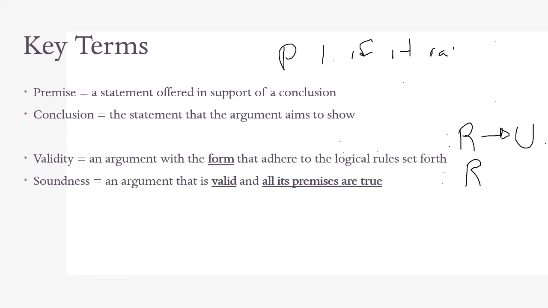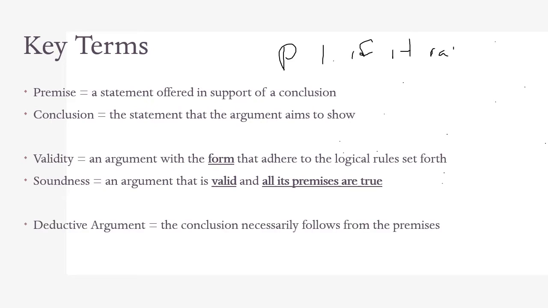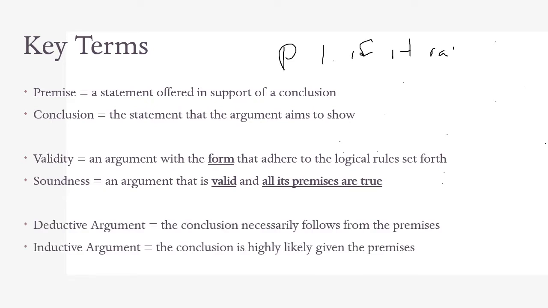Finally, there is a distinction that I want to make between two different types of arguments. The first type of argument is a deductive argument, such that the conclusion necessarily follows from the premises. This is the same type of argument that I was just giving you. So say, if it rains, I'll take my umbrella. It's raining, I'll take my umbrella. That's a deductive argument. Everything follows from the premises.